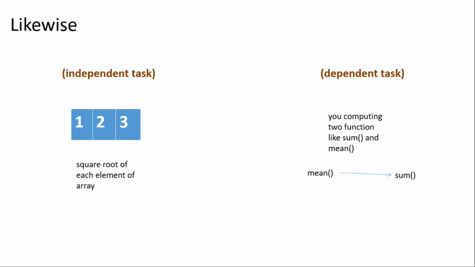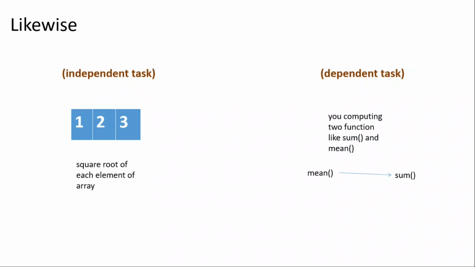Likewise, we saw the real life example. Now let's come to computer programming. Suppose I want to compute the square root of each element of an array. This type of task is an independent task. There is no dependency here. Whereas beside it, you can see a dependent task where I am computing two functions, the sum function and the mean function. Here mean is dependent on the sum function. Likewise, you can find lots of examples in computer programming.